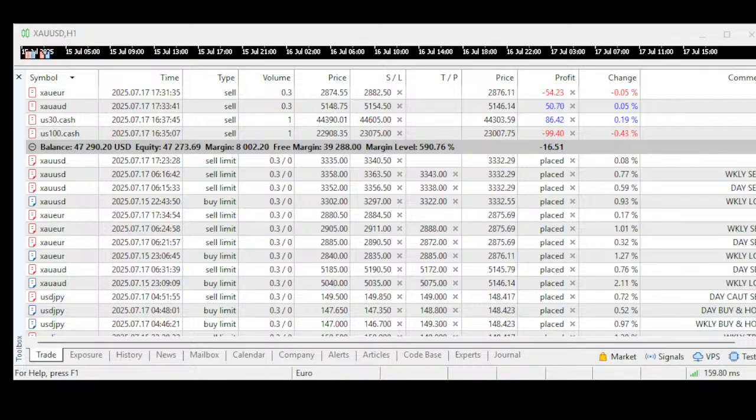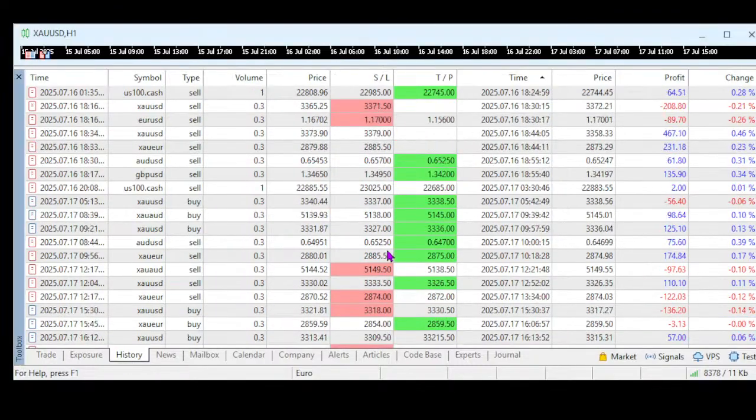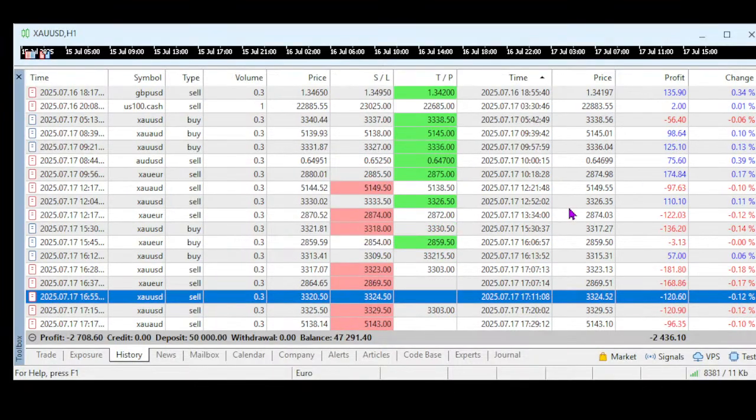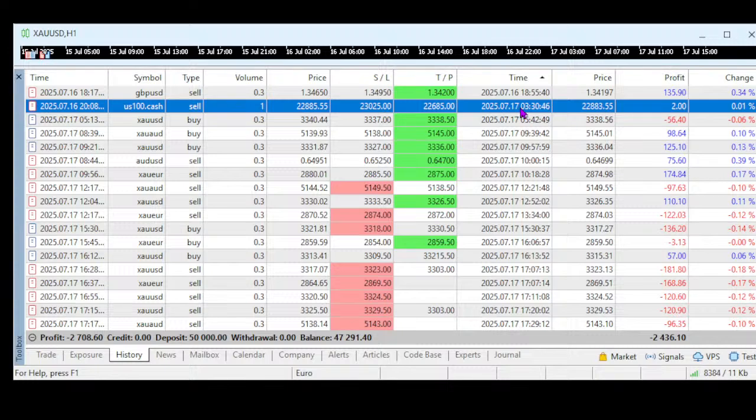Okay, so far our loss for today is about 480, about $500. Okay, $500, which is 1%. So I can just show you roughly. You see how many trades we have taken from here.